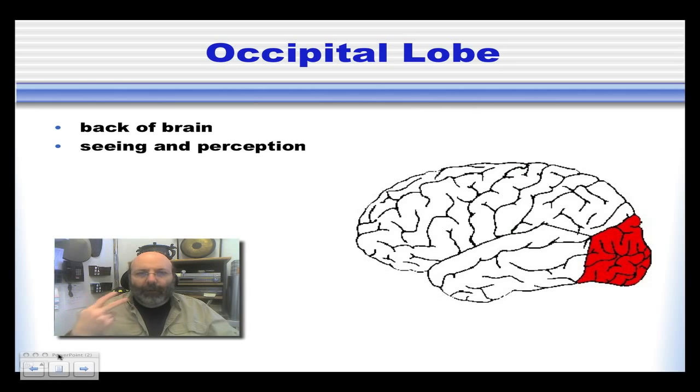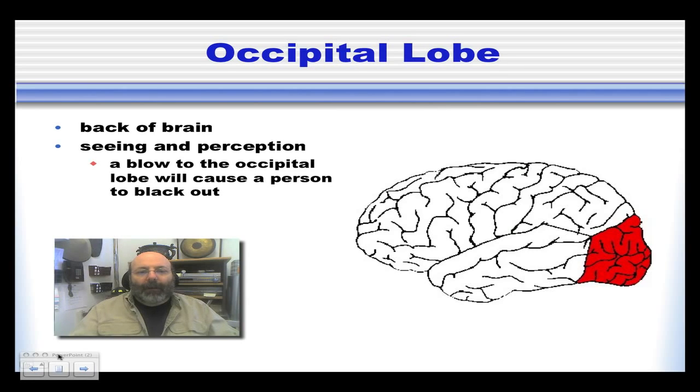So our eyes as receptors pick up light. That light is then channeled back through our optic nerve, through our brain, to the occipital lobe. And the occipital lobe plays a part in helping us actually perceive what it is that our receptors, our eyeballs, are actually picking up.